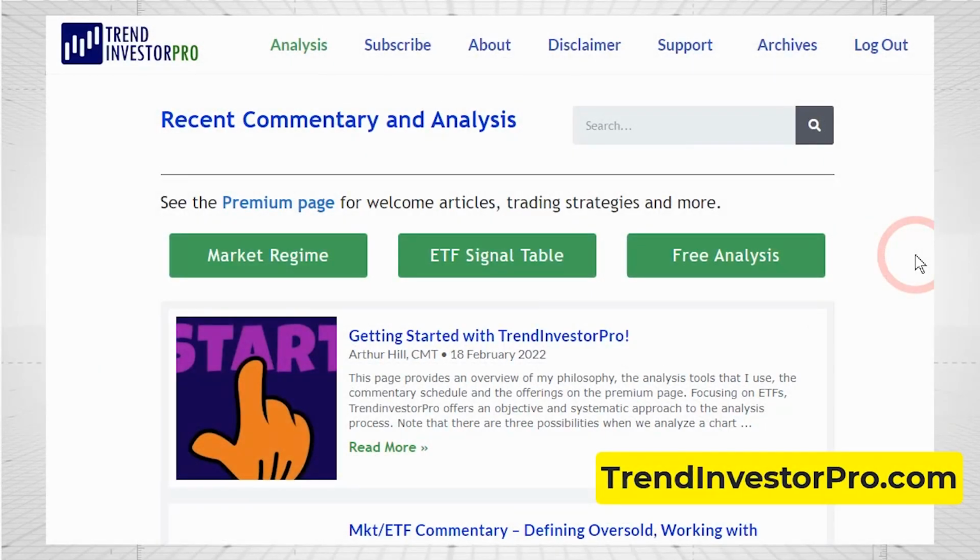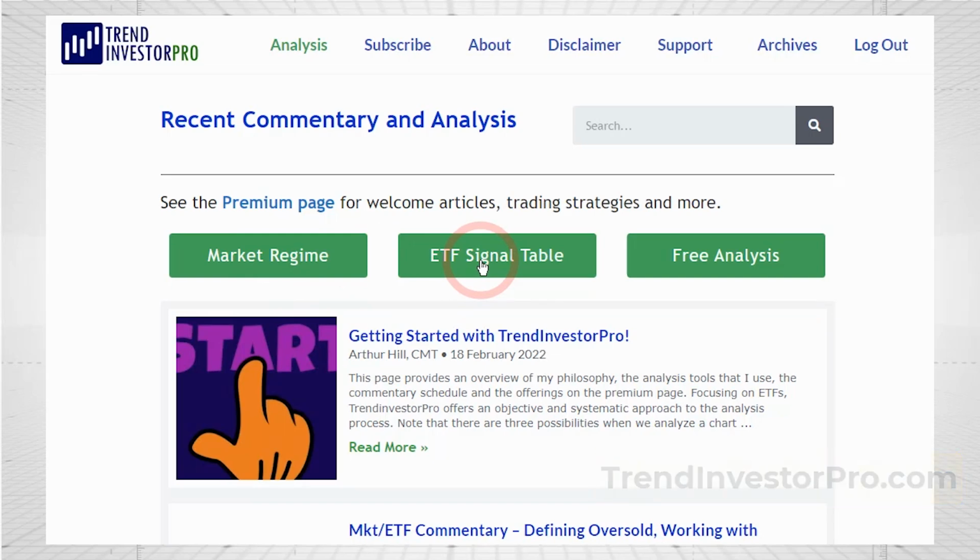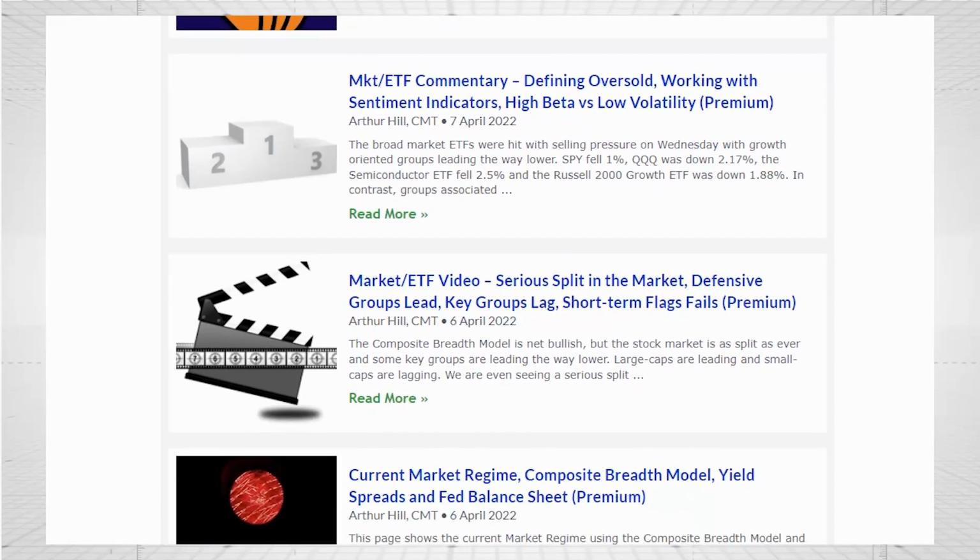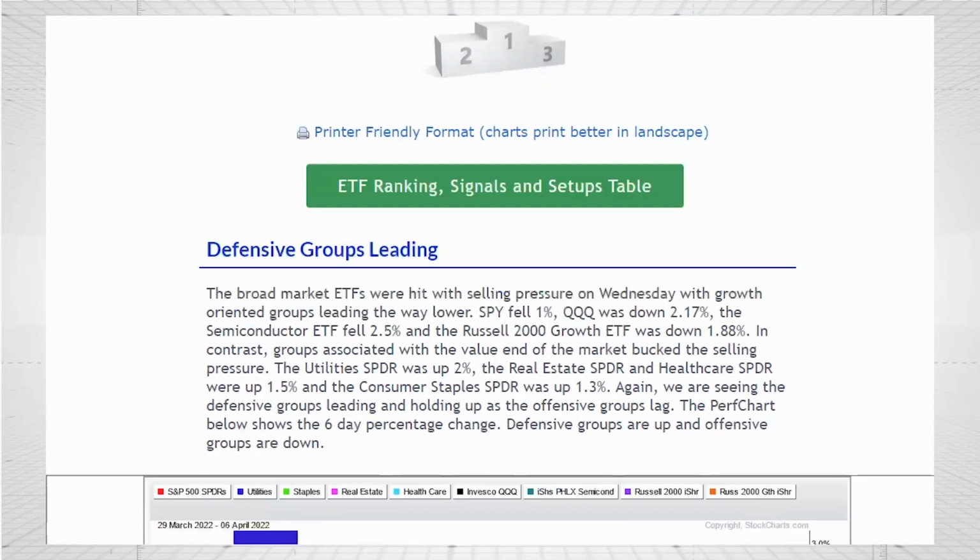So I'm working right off of the TrendInvestorPro.com website here. This is the main analysis page, and we have the market regime page that we update every week, bull market or bear market. I've got an ETF trend signal table and a ranking table, 274 ETFs on that. I'm going to scroll down and look at the commentary for Thursday, April 7th here. Also, I did a video on Wednesday. Every Wednesday, there's a very detailed video on the market environment and the ETF setups that are working. So I'm going to click on this link here and work off of this commentary today.